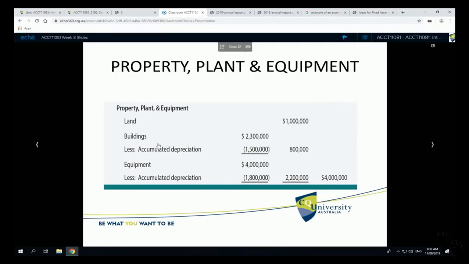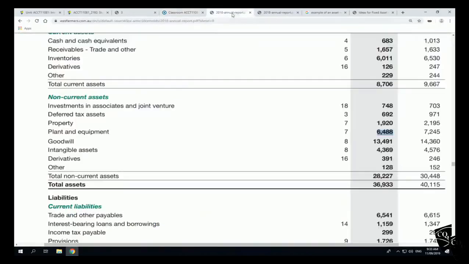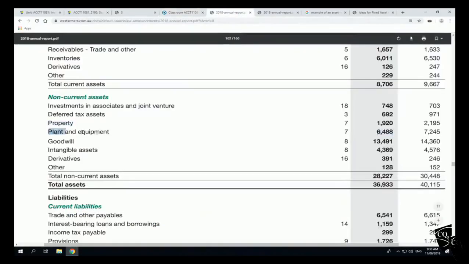So when I went to Wesfarmers, they just had one line for property, plant and equipment. They didn't even put this separation on the balance sheet. They've taken it right off. They've literally just put two lines, one for property, one for plant and equipment. So here they've got property, they've got plant and equipment, and then two figures. And if I want more detail or more disclosure, I have to go to note 7.